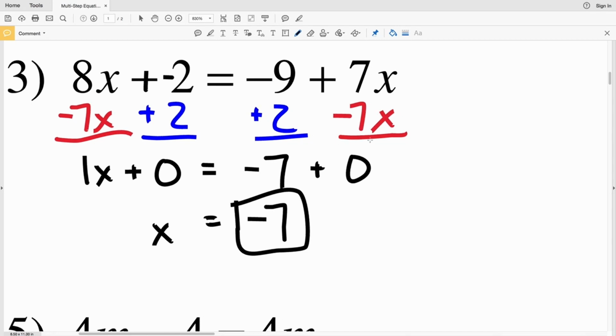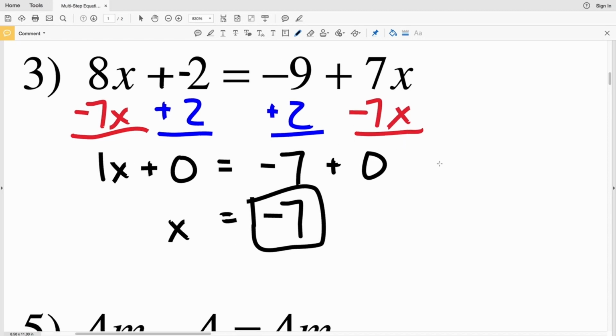If you were uncomfortable taking away 7x and adding 2 all in the same step, go ahead and take away 7x from both sides to start, and then add 2. You don't have to do it all in one step. I just do that to conserve space.